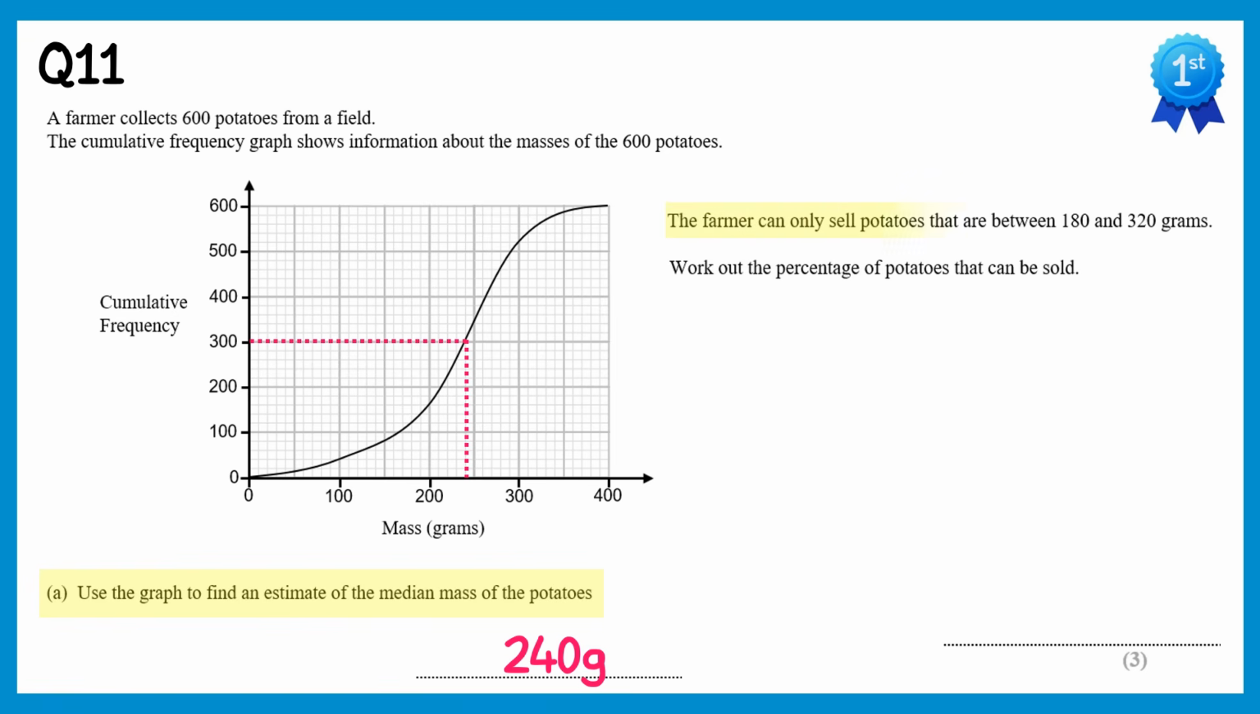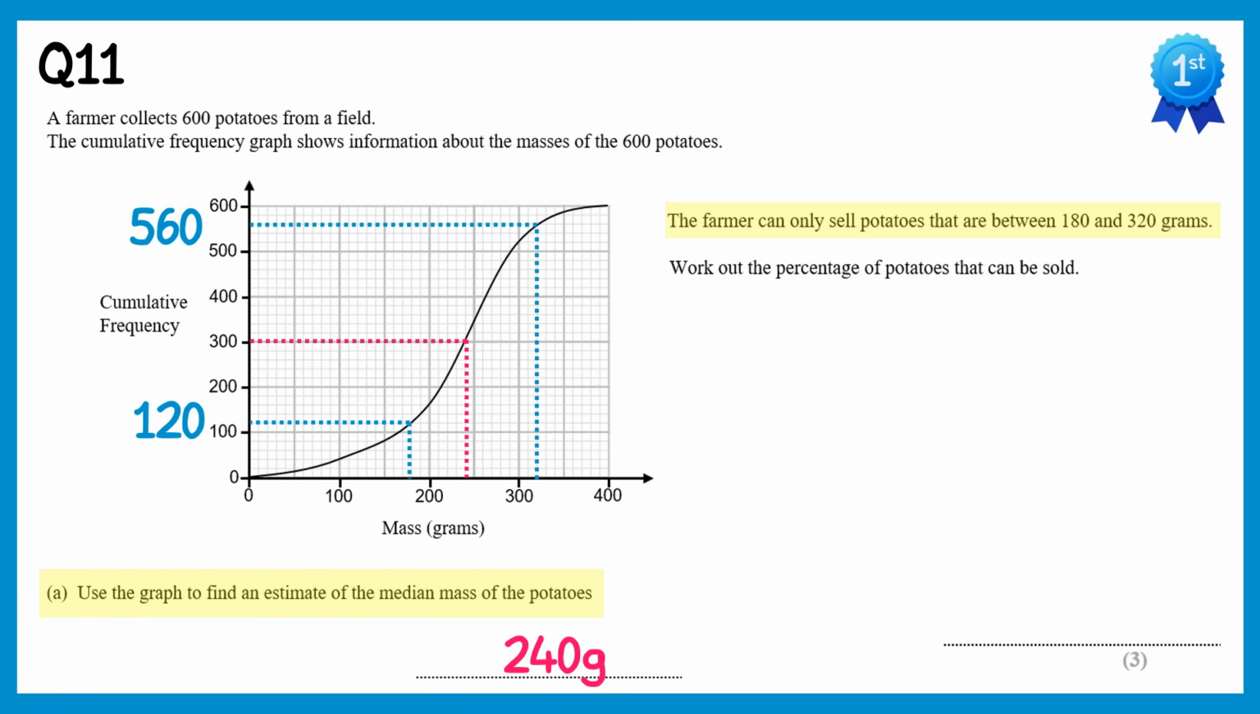For the second part of the question, we're told the farmer only sells potatoes that are between 180 and 320 grams. We need to work out the percentage of the potatoes that can be sold. So if we start with 180 grams, and go up to the graph, and then read across, you'll see the cumulative frequency here is 120. Let's do the same for 320, so 320 up, then across, reads off at about 560.